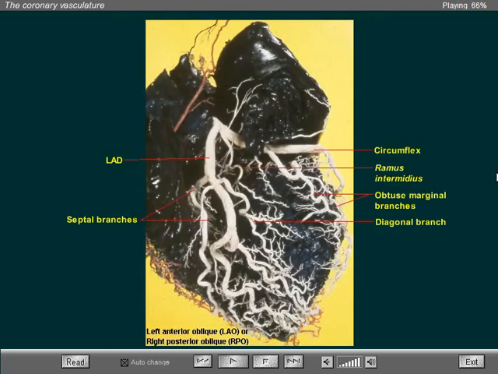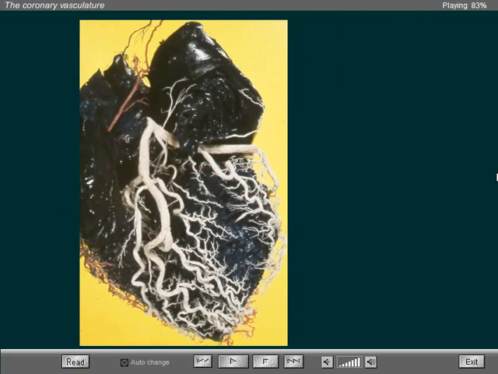We also note in this next cast corrosion preparation that the left circumflex branch of the coronary artery runs horizontally in the atrioventricular groove, somewhat perpendicular to the main left coronary artery, and gives off branches that supply the free wall of the left ventricle.